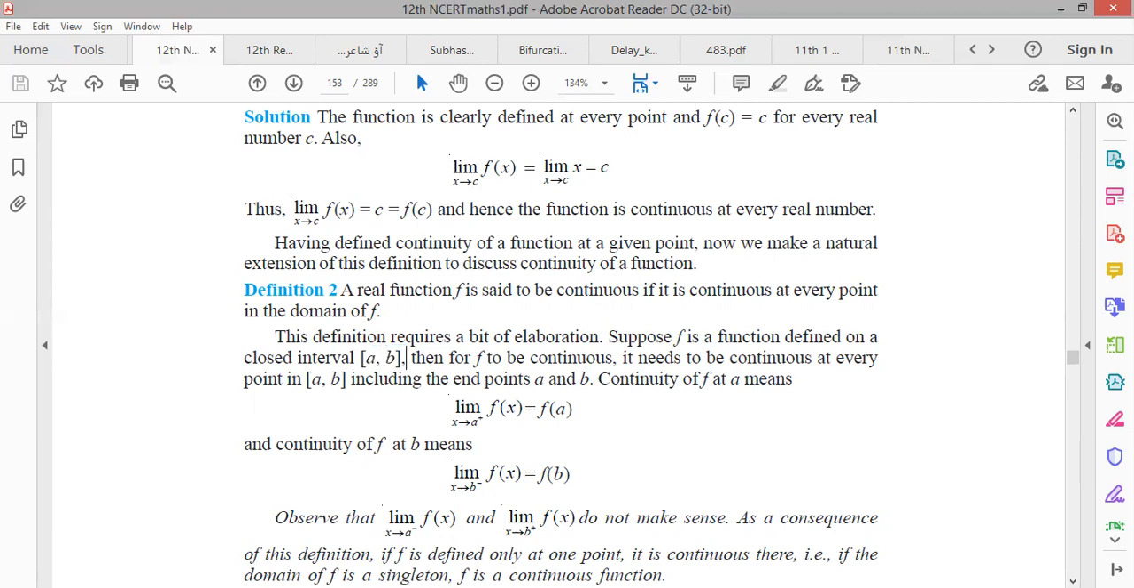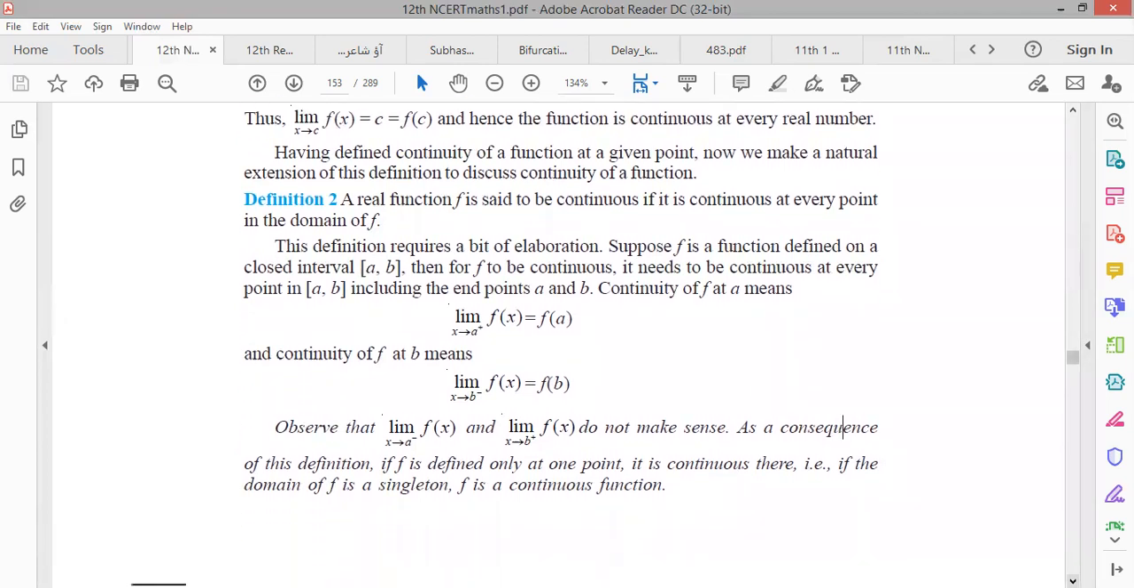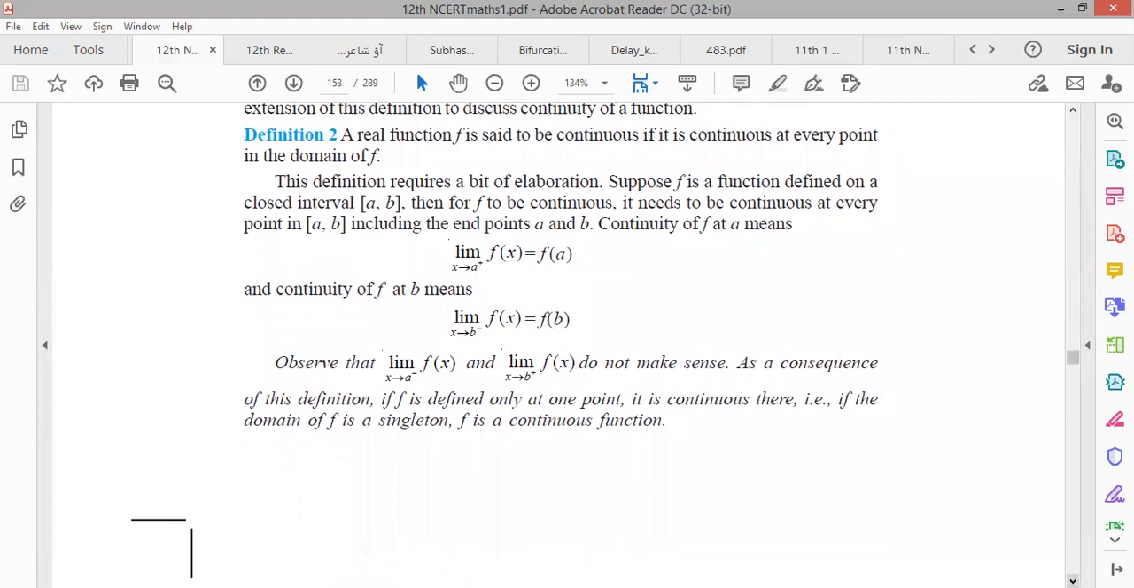And one important point is that the right hand limit at a makes sense, but the left hand limit at a does not make sense, so we don't calculate this. The left hand limit at b makes sense, but the right hand limit at b does not make sense, so we don't calculate them. So their continuity is only checked one way.